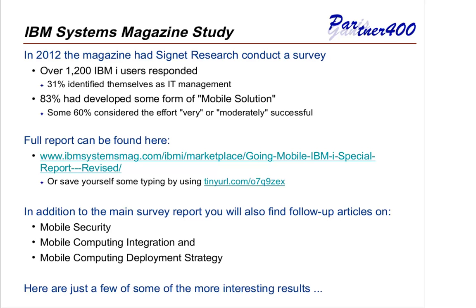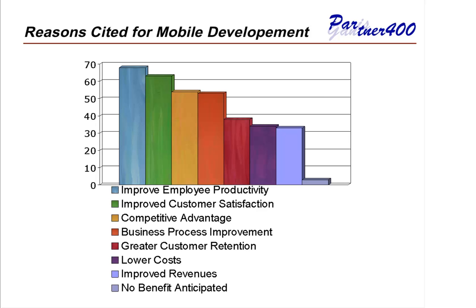what they've achieved. It's rather difficult to tell the scope of that, and in fact, as you'll see when we look at some of the other charts, it's rather difficult to draw conclusions from some of this. If you want to read the full report, including all the additions on mobile security and integration and deployment, which are well worth a read, you can find them all here.